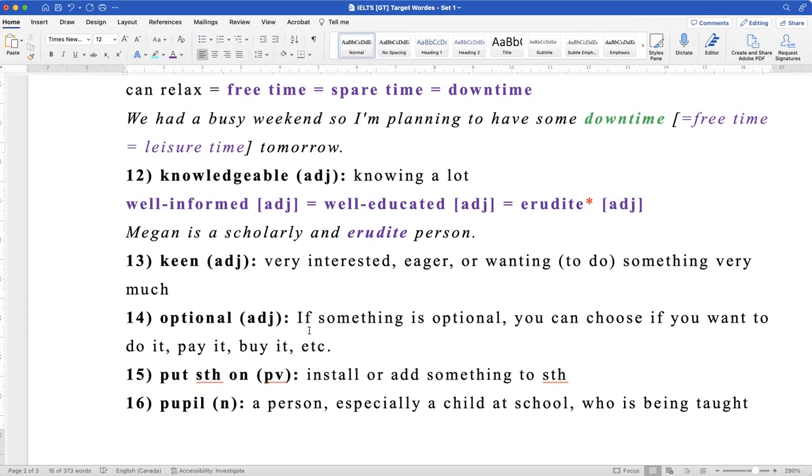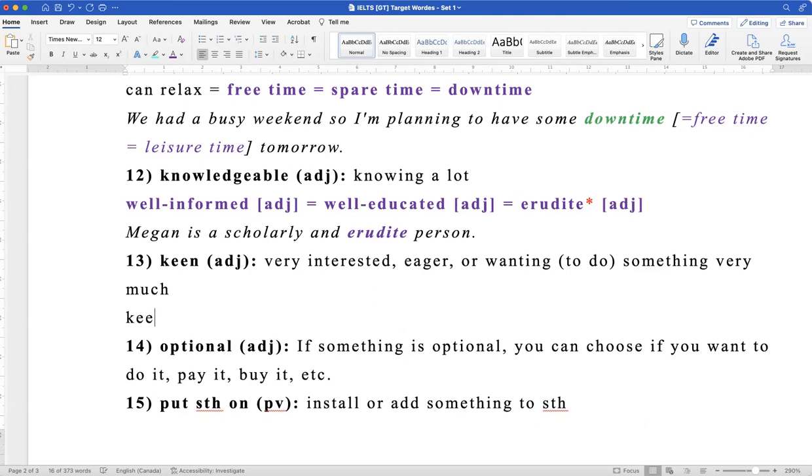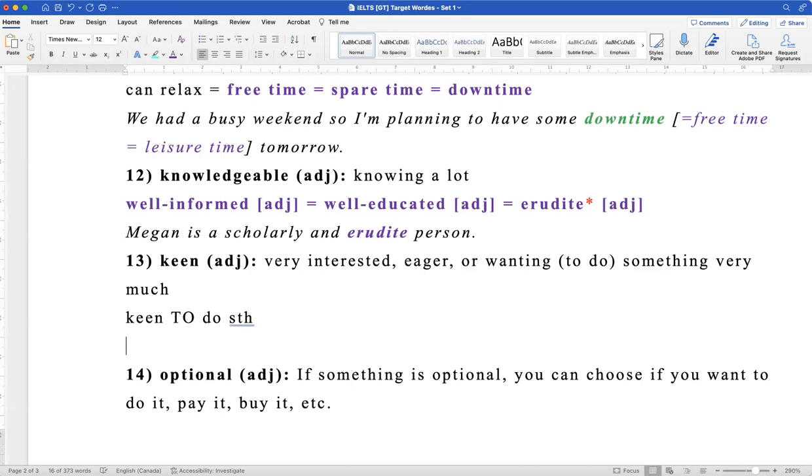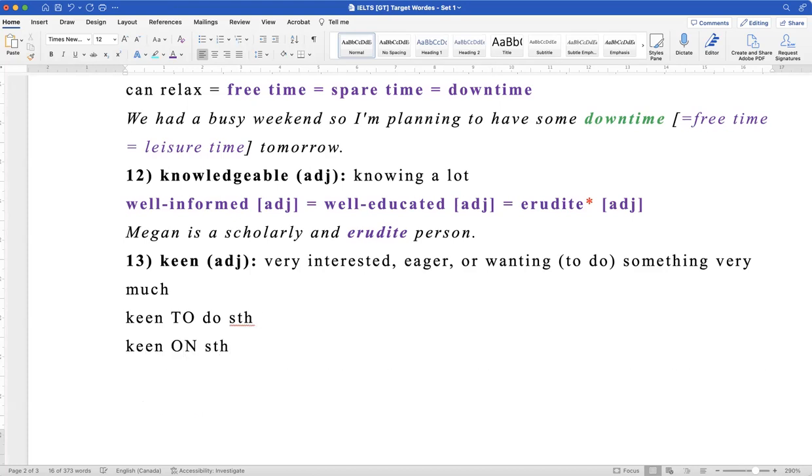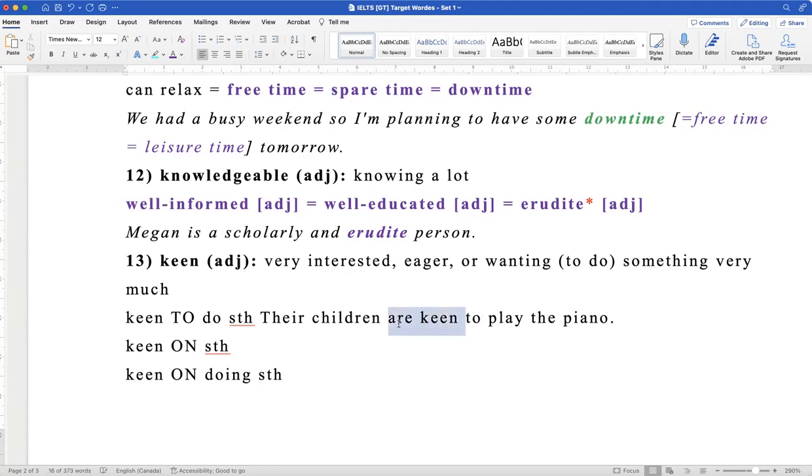Okay, so keen. Keen means very interested, eager, wanting to do something very much. So in this one, please be careful about the structure. Keen to do something, keen on something, keen on doing something. So, their children are keen to play the piano. So here, after keen, we say be keen, okay? So we go on with to do something. Be keen to do something.